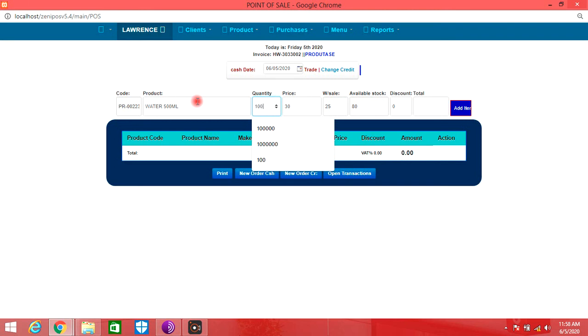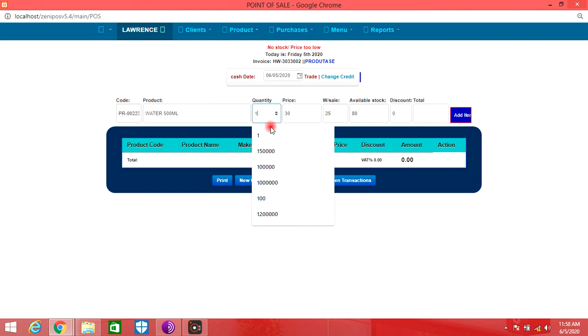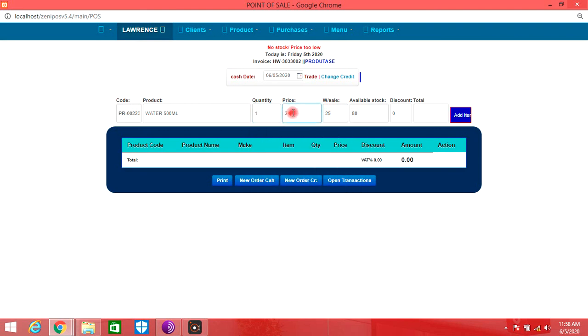and you cannot sell above what you have. For example, you have water, you only have available stock of 80. If I try to sell 1, it tells me there's no stock. And it can also prevent selling below the price. When I say water, there's a certain level at which the price can be set. I can't sell below the wholesale price. If I sell 1 at 24 shillings, it will not be able to sell.